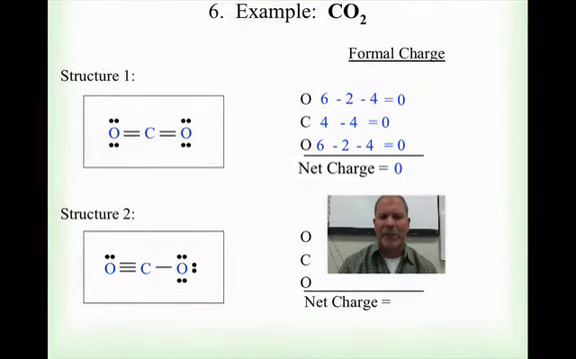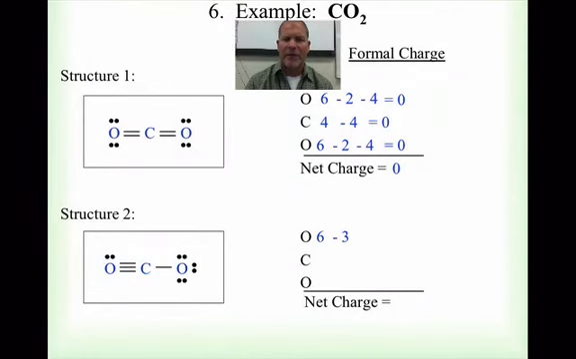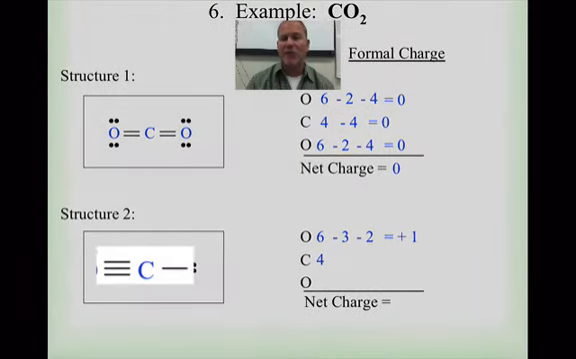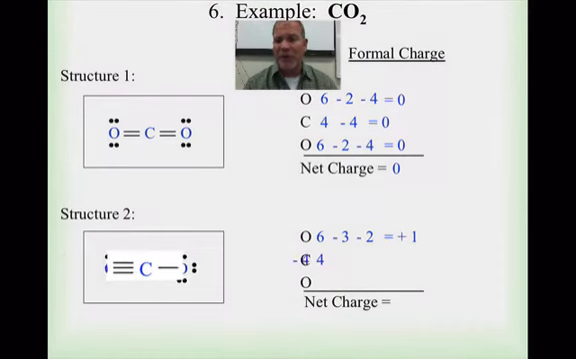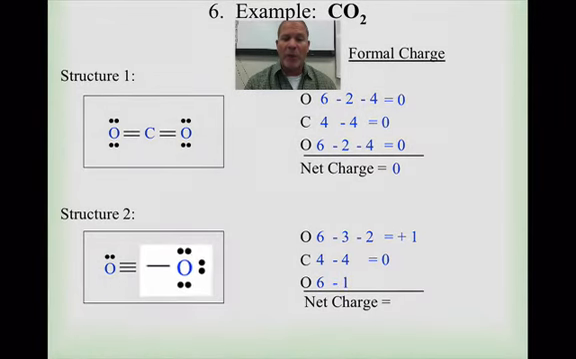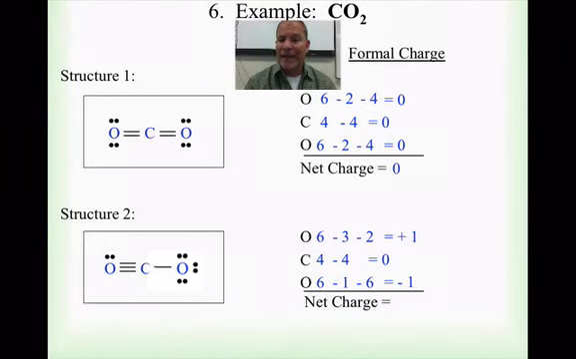Then we draw out the second one. The first oxygen on the left has 6 valence electrons minus 3 bars minus 2 dots, so it has a positive 1 formal charge. My carbon in the middle has a single and a triple, so I know it has 4 bonds, and carbon's happy no matter what. But for my oxygen on the right, I subtract 1 for the bar and 6 for the dots, and it ends up being a negative 1. The net charge, positive 1 plus negative 1, equals 0.